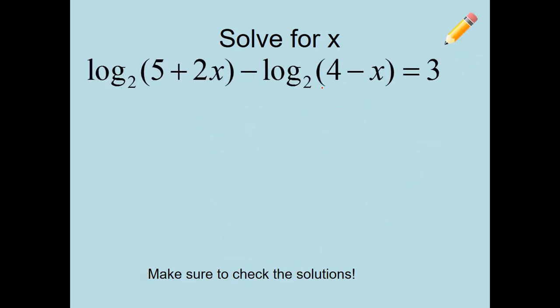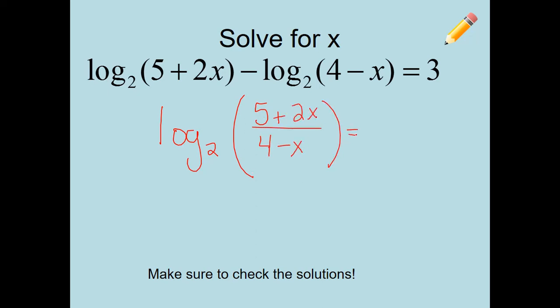Let's try one more problem. So I got log base 2 of 5 plus 2x minus log base 2 of 4 minus x equals 3. So first thing I know I need to do is I need to condense this. Since it is subtraction, that means the inside's actually going to be division, right? So I'm actually going to divide the two insides. So log base 2 of 5 plus 2x divided by 4 minus x, and that's equal to 3.